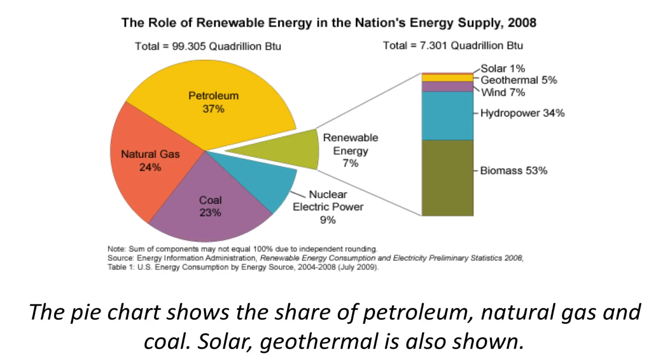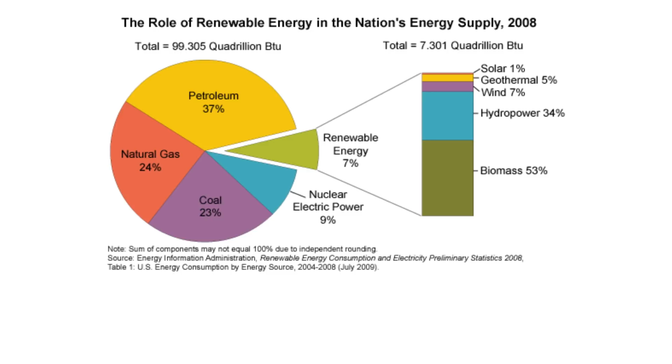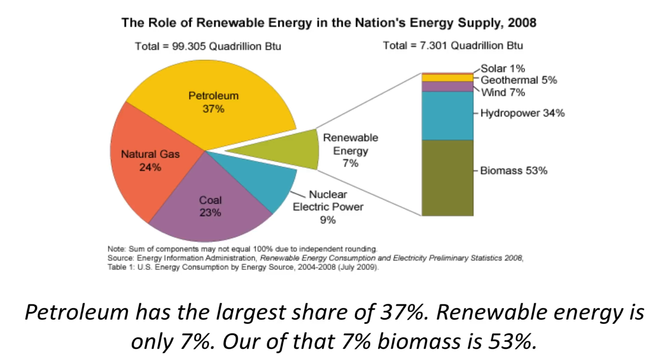So that's there. After that, again, you just read a bit more, if you can. Nothing too intelligent, nothing fancy. Petroleum has the largest share of 37%. It's right there in front of you. Renewable energy is only 7%. Out of that 7%, biomass is 53%. So, no complex statements, no comparisons, nothing fancy. We just read what's there in front of us.